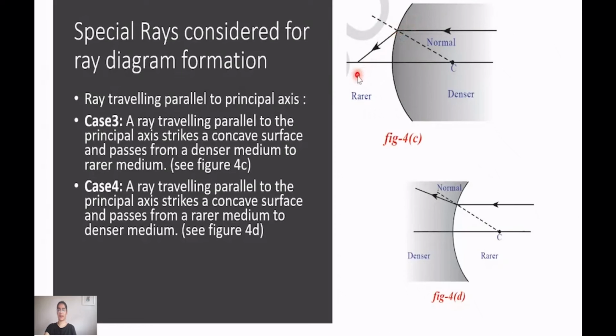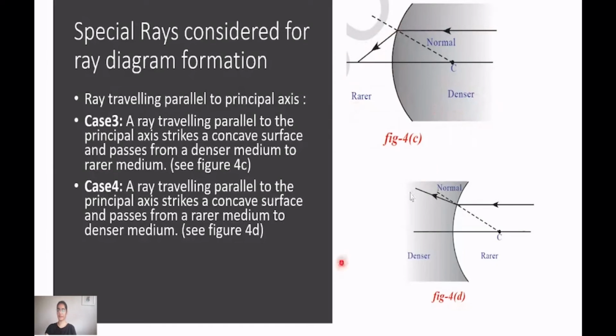So you have a ray which is coming parallel to the principal axis. This is your principal axis. The ray comes parallel to the principal axis, and as soon as it strikes this surface, it is going to bend away from the normal, denser to rarer.